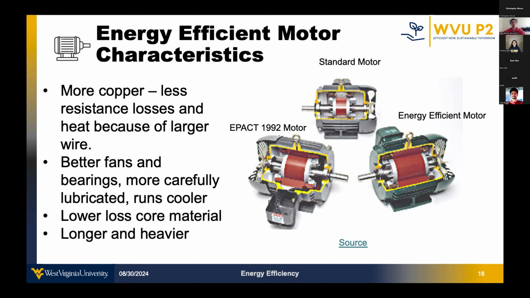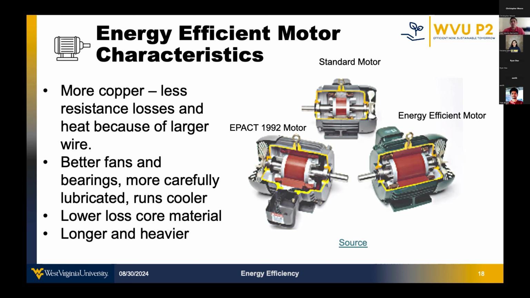The use of lower loss core materials is another key factor. These materials minimize energy loss in the motor's magnetic core, further enhancing efficiency. And finally, energy efficient motors are typically longer and heavier. We'll see that the extra size accommodates the improved internal components and allows for better thermal management, contributing to overall efficiency.